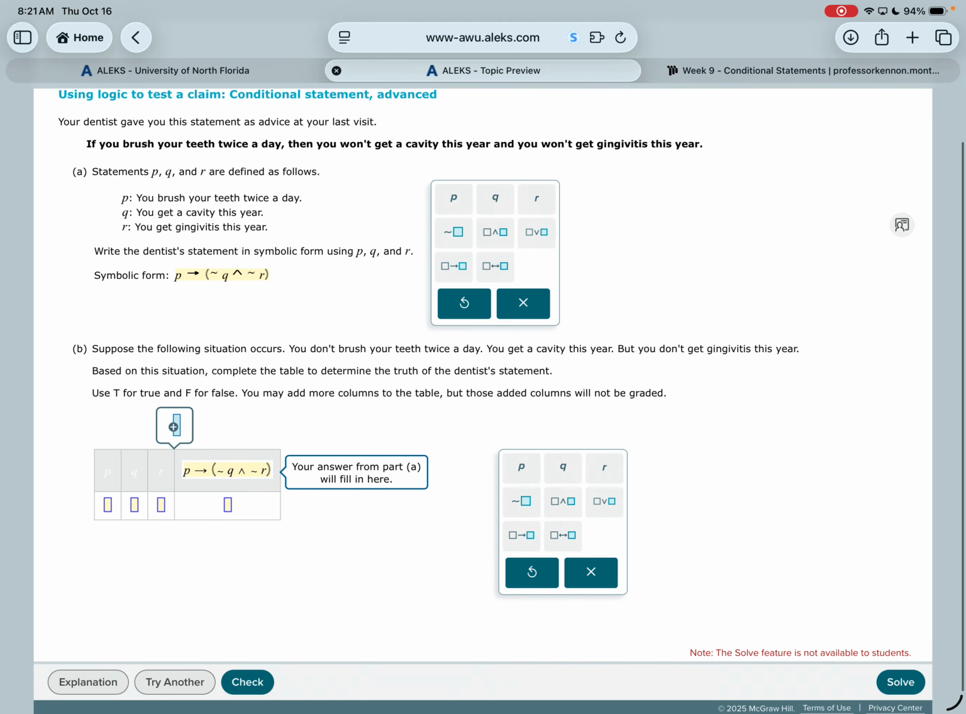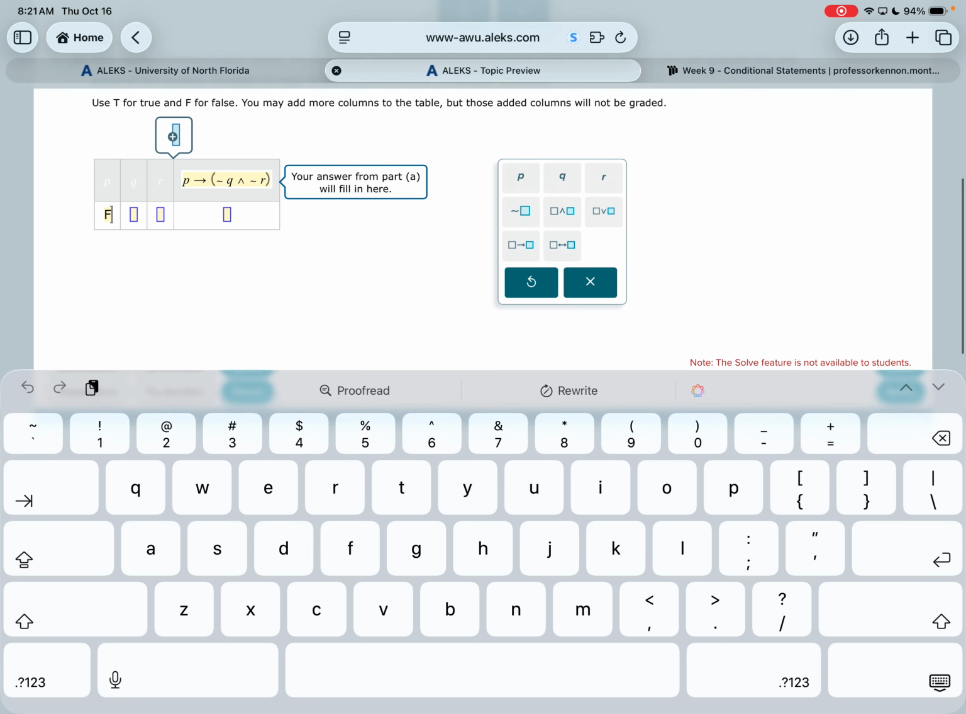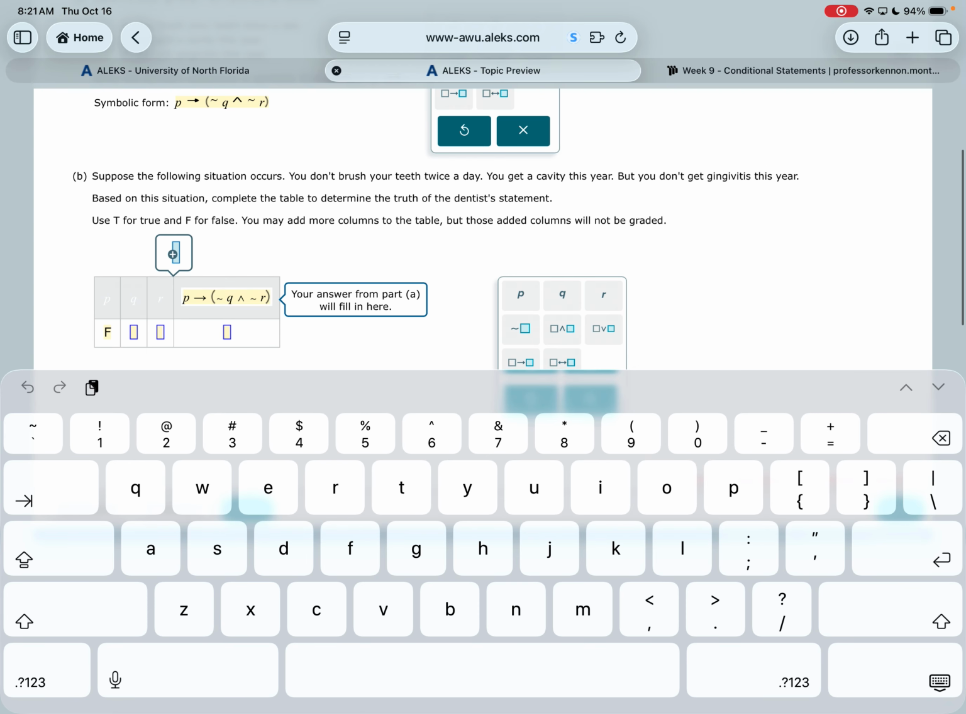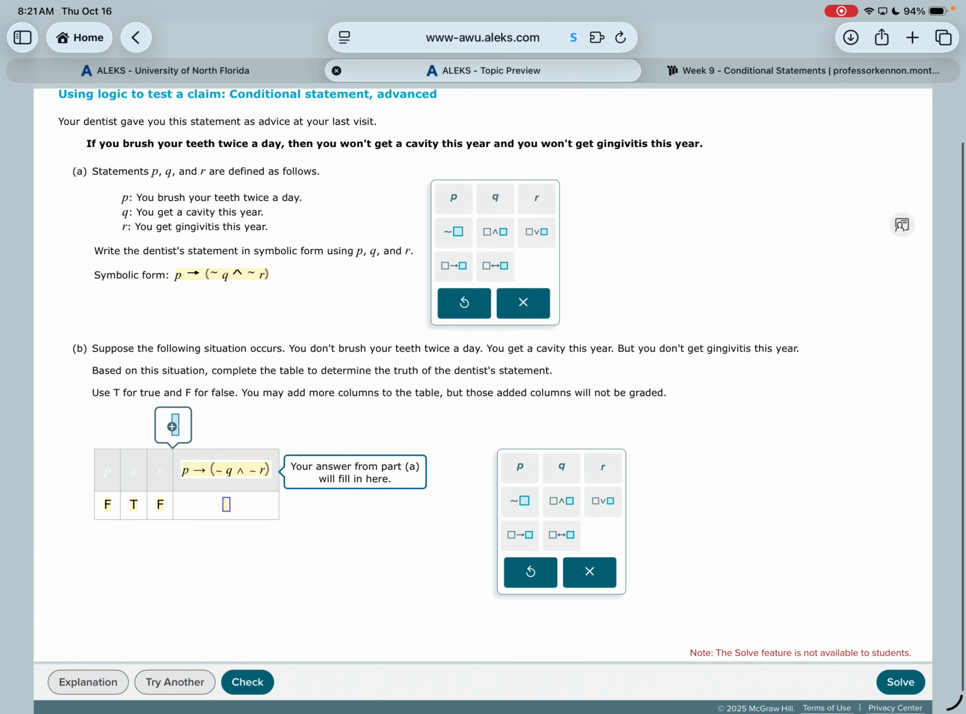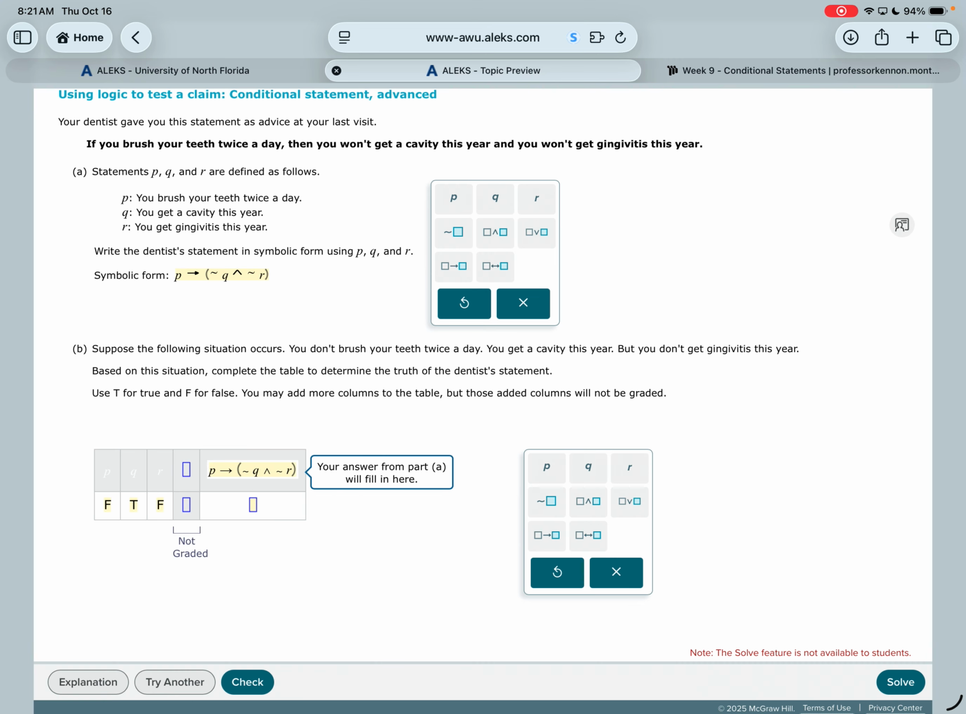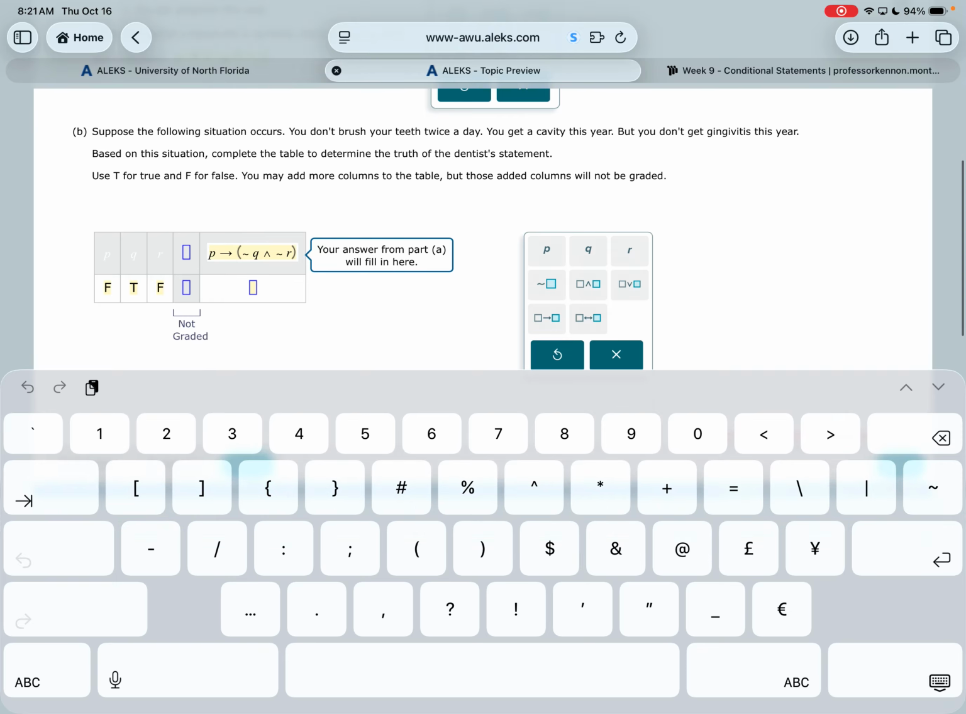And then you come down here and remember you look at the scenario that they give you to figure out the true or false. So you don't brush your teeth every day, you get a cavity, but you don't get gingivitis. So it is false that we brushed our teeth every day. We do get a cavity, but we don't get gingivitis. So what happens when it's false, true, false? We've done one topic where we had three, but you just go step by step. It's not any different when you have three.